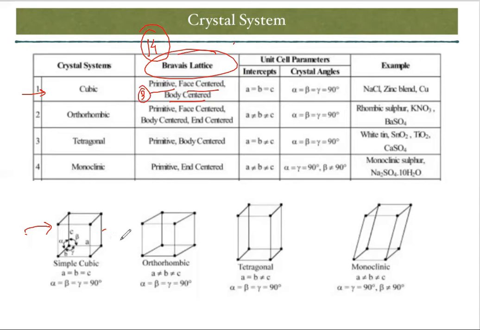Next, talk about the edge length. The edge lengths A, B, C are equal: A is equal to B is equal to C. And all these alpha, beta, gamma are 90 degrees. Examples are NaCl, zinc blende, and copper.